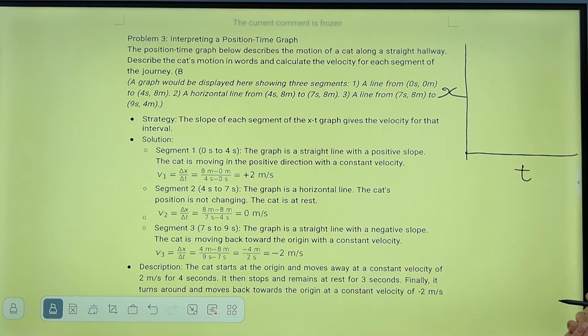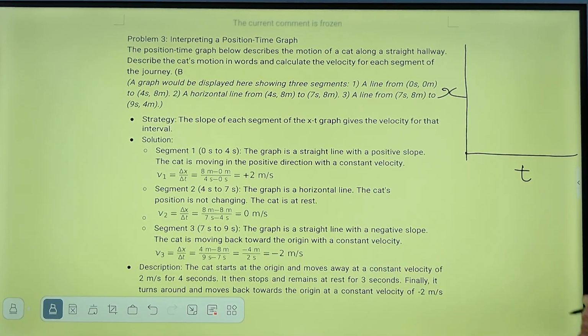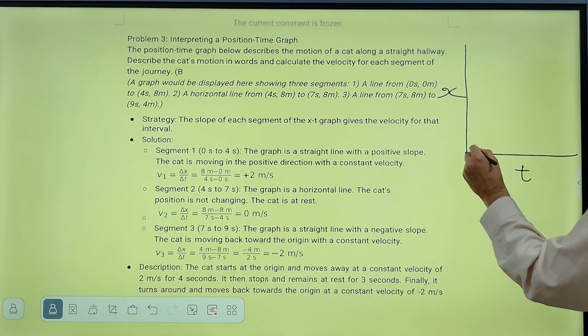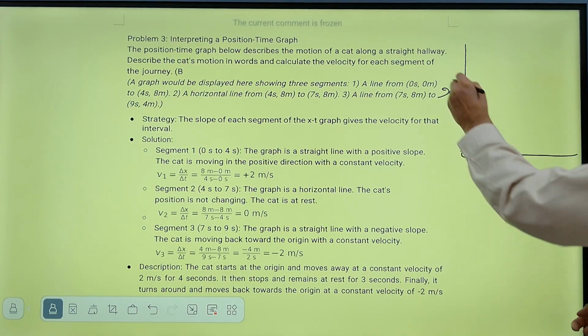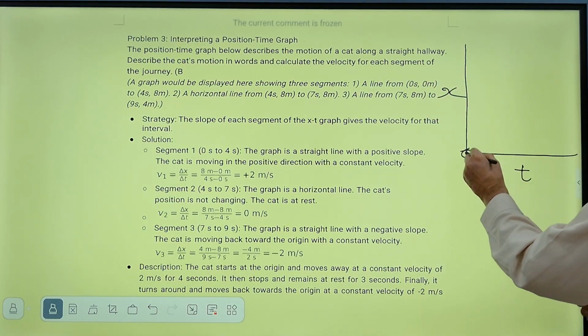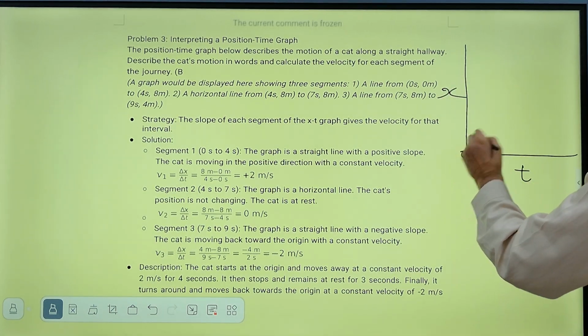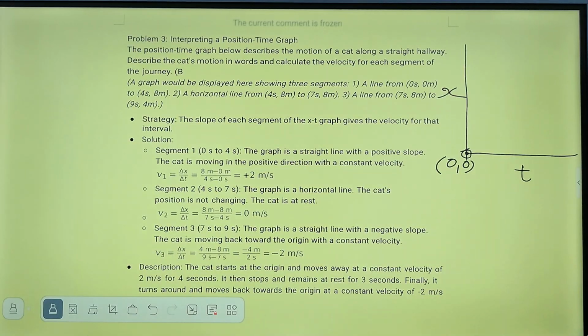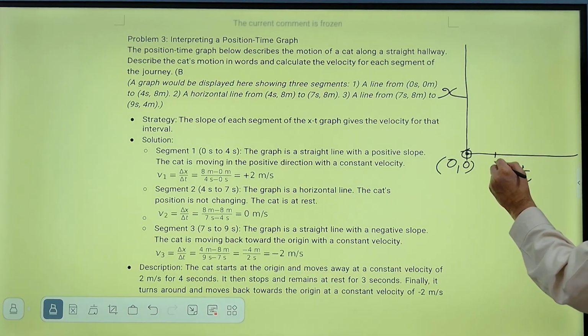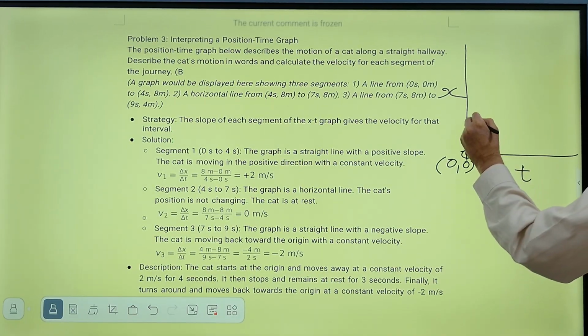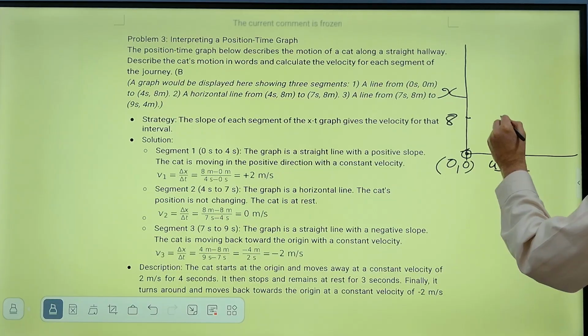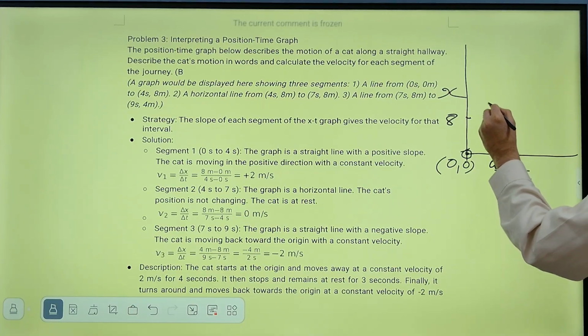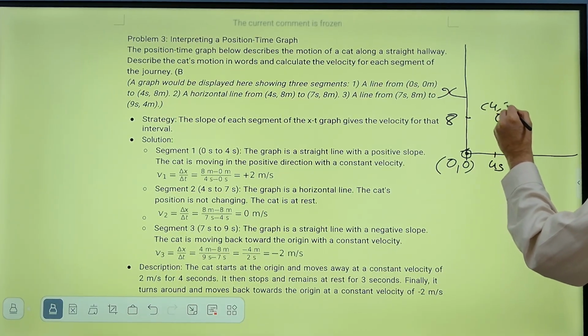So there are three segments of the graph. A line starts at 0 seconds and 0 meters. The time is 0 seconds and the position is 0 meters. So this is 0, 0, the origin of the coordinates. It moves uniformly, and at 4 seconds it has come to 8 meters. So this is the point 4, 8.